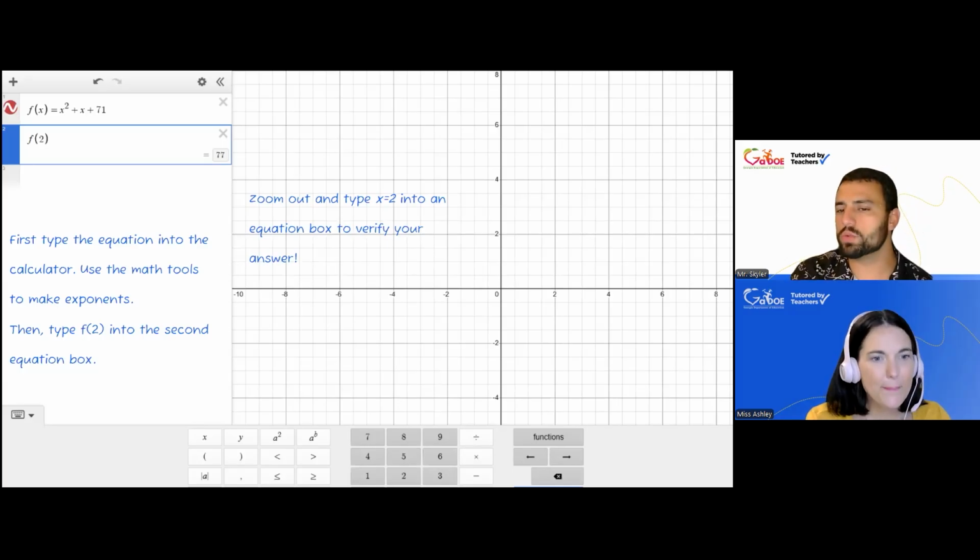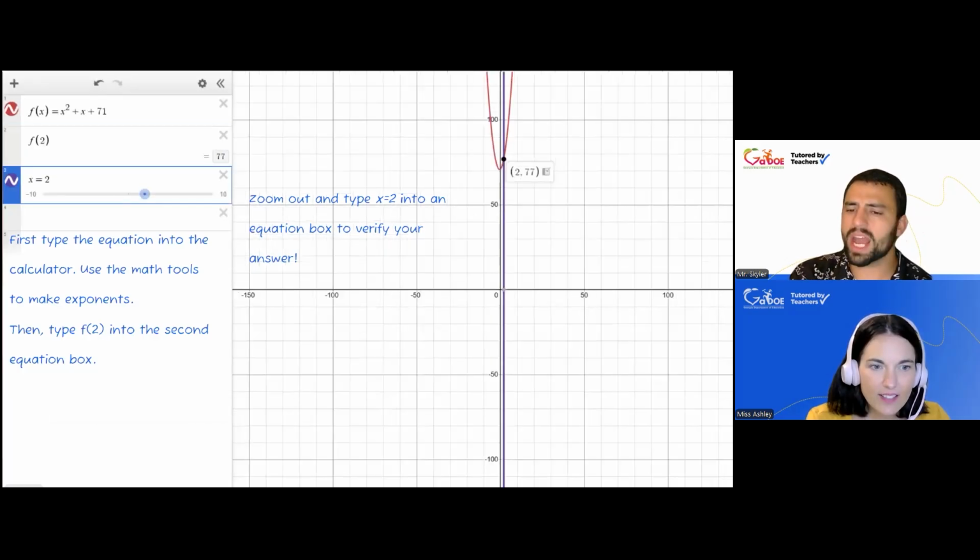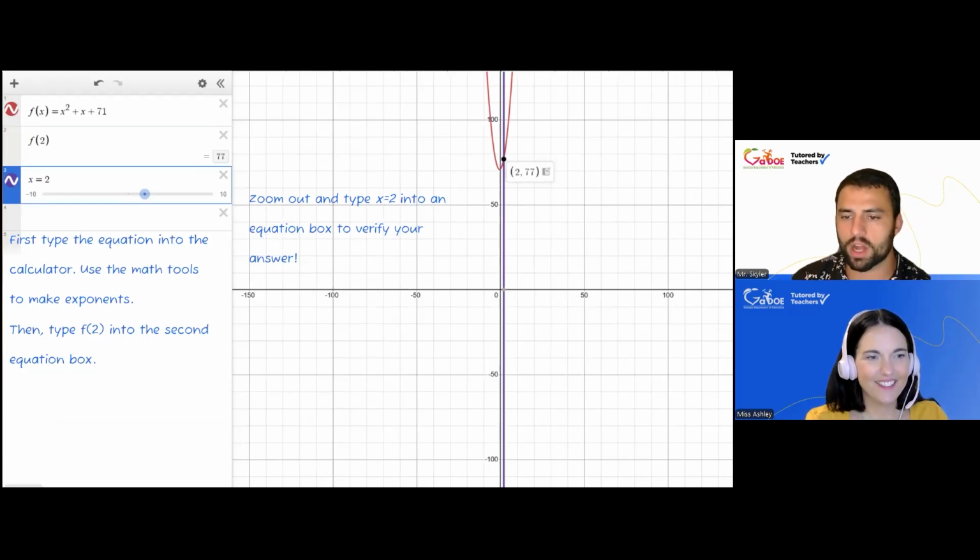Now, if you want a visual answer, we can zoom out and we can type x equals 2 into our equation, and we can actually see where these things interact and intersect. So I have x equals 2. That's my straight up and down line. If you were here yesterday, we talked about our touchdown arms. It goes straight up through my parabola, and that point of intersection can be found by clicking.